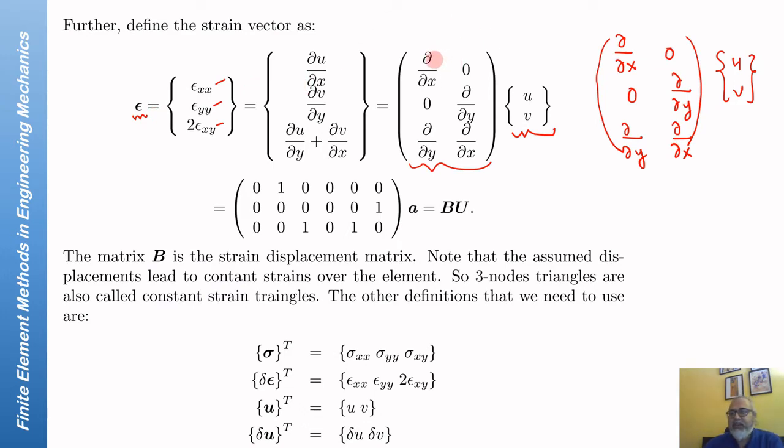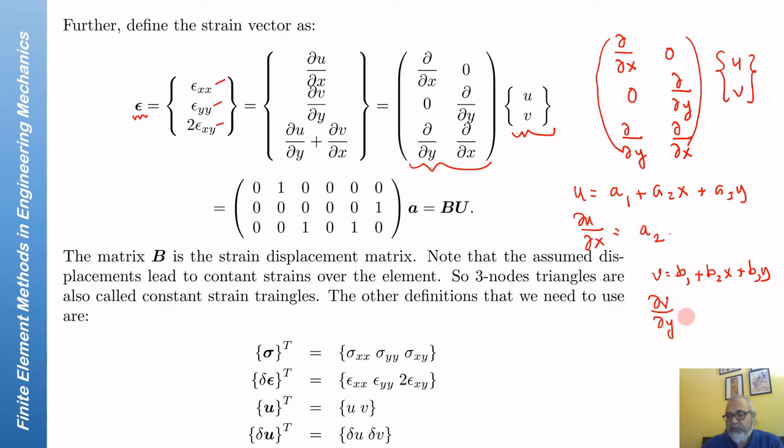Now to get the strain displacement matrix, we can go back to our assumed displacements. Remember, u is a1 plus a2 x plus a3 y. So del u del x is just a2. Similarly, v is b1 plus b2 x plus b3 y. So del v del y is equal to b3.